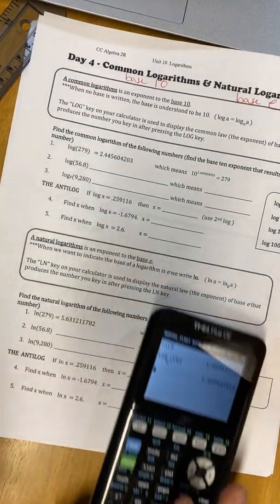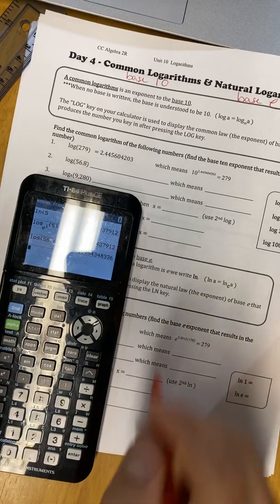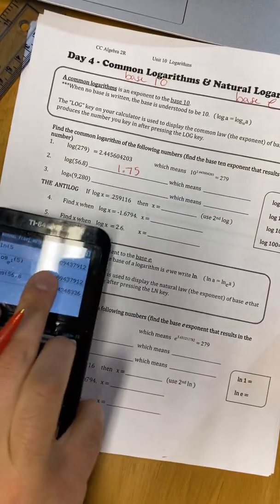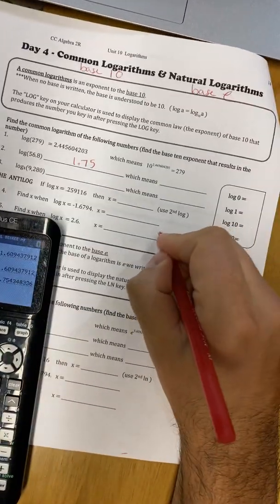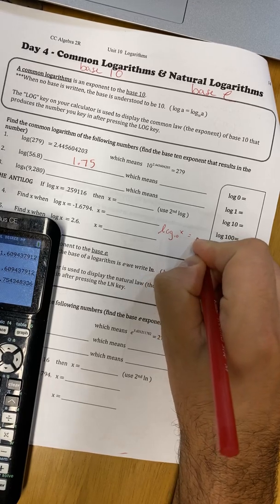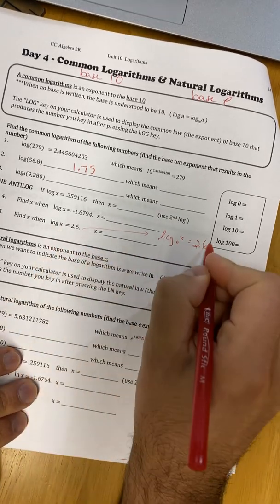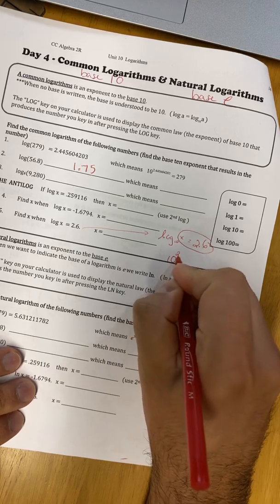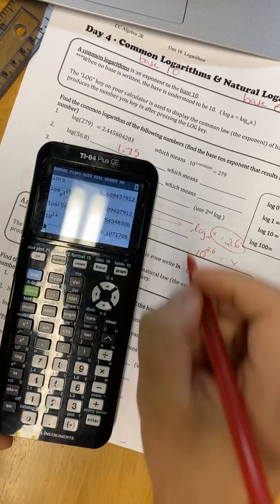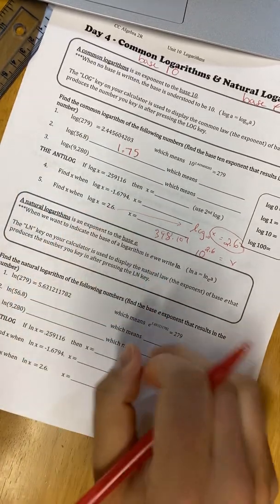Okay, now this stuff here, log of 56.8 is 1.75-ish. Find x when log x is 2.6. See, that really means base 10. Circle it. 10 to the 2.6 is x. So if I do 10 to the 2.6, I get 398.107. They just don't write the base.